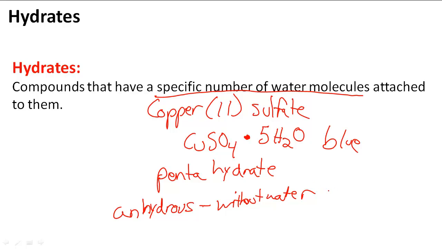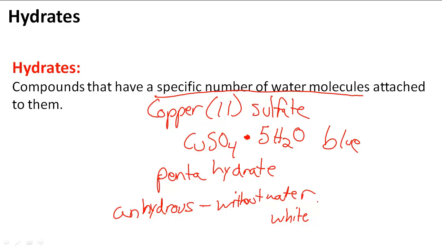It is important to know that sometimes copper sulfate will look blue when it has water associated with it, but when you use heat to get rid of that water, to disassociate the water from it, it actually is white. So different physical properties are associated with the loss of water or the retention of water in hydrates.